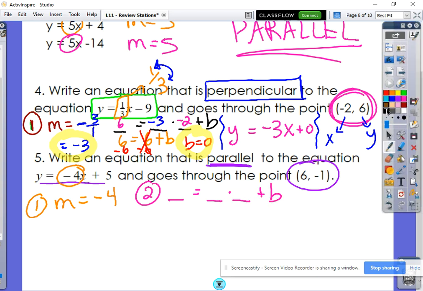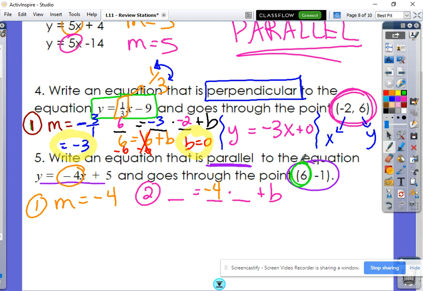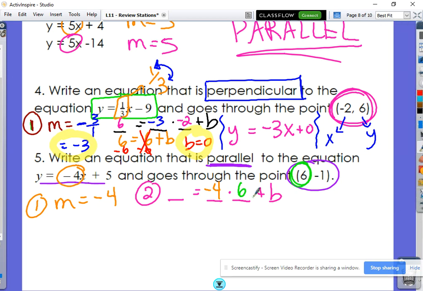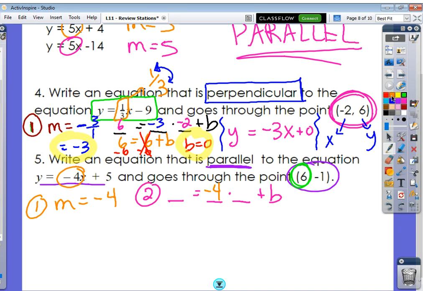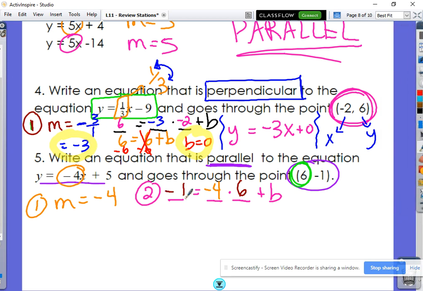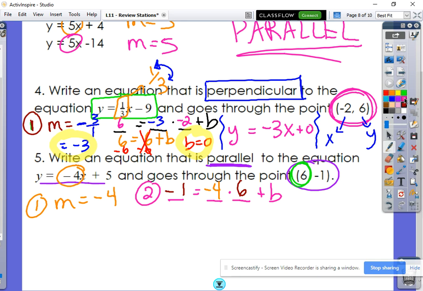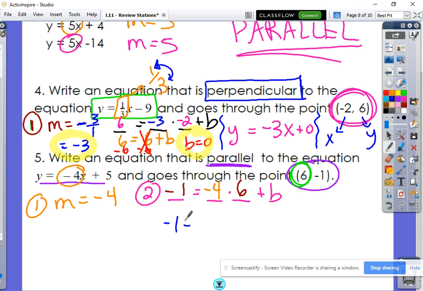So y equals mx plus b. Let's go ahead and plug in. My new slope was -4. And what's my x and my y? My x and my y are right here. So my x is 6. You probably can't see that. It's neon green. Let's choose a different color. My x is 6. And my y is -1. Time to simplify. So if I simplify, we're left with -1 equals -24 plus b.